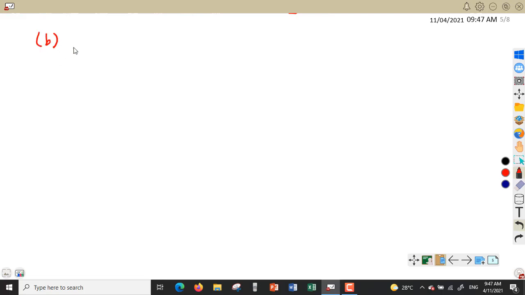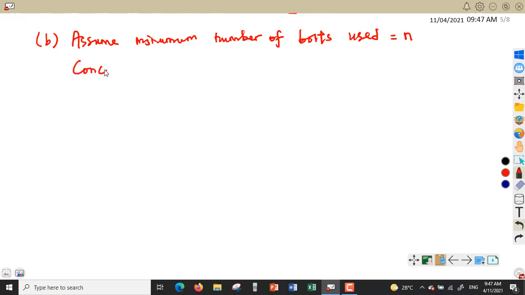So for question B, we assume the minimum number of bolts used is N. So we want to find N. But we have to bear in mind, in order to find the minimum number of bolts, we must remember we still want to hold the rocket on the launch pad. We still want to hold the rocket.